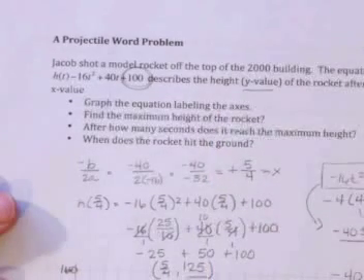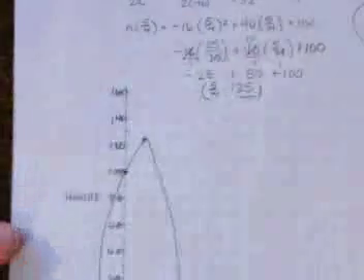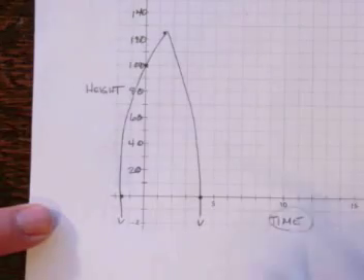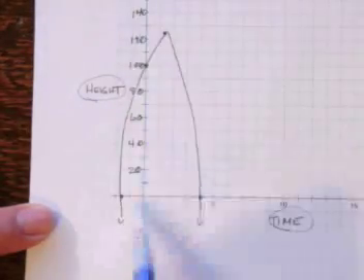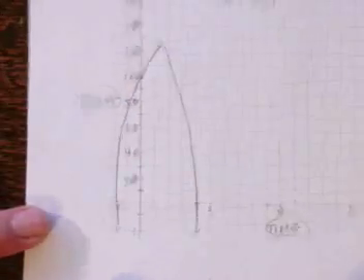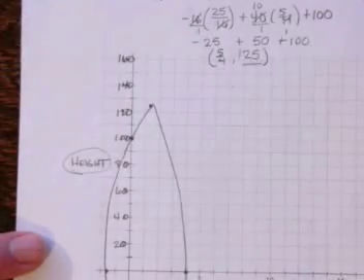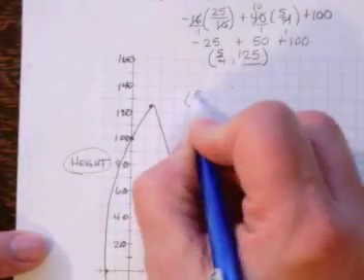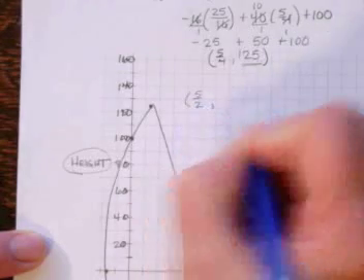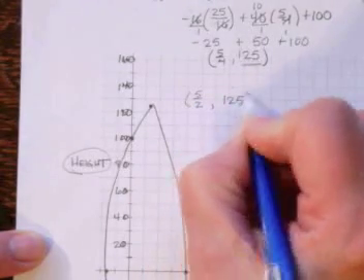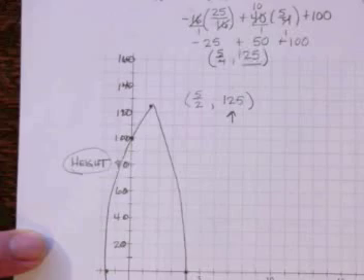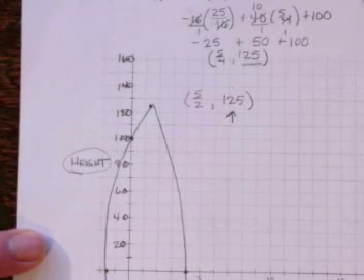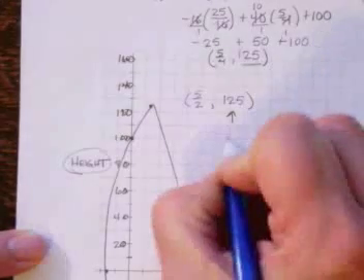I've found my vertex, my zeros, my y-intercept. I've put the parabola on the graph, and I've been very clear about what I'm graphing on x, what I'm graphing on y, and what my scale is here on the y-axis. So it says find the maximum height of the rocket. Well, right here at the vertex is my maximum, and remember our y value is height. So the rocket reaches a maximum height of 125 feet.